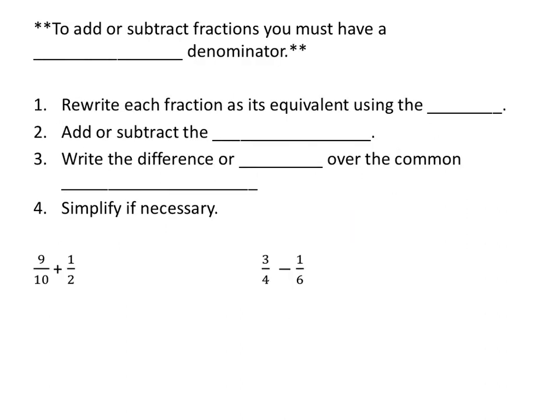So in order to add or subtract fractions, you have to have a common denominator. One way you can do this is to rewrite each fraction as its equivalent using the LCD, or the least common denominator. Then you're going to add or subtract the numerators, and then write the difference or the sum over the common denominator. And then just simplify if necessary.